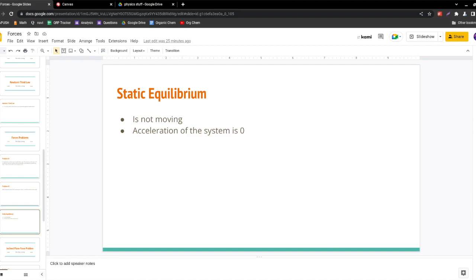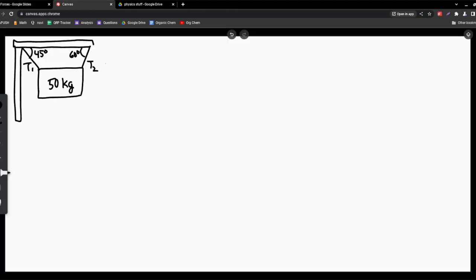If it's at rest, we call that static equilibrium, and if it has a velocity, we call that dynamic equilibrium. In this case specifically, this can apply to all other types of sciences, like chemistry. You guys know what I'm talking about from last year. Anyways, basically, in static equilibrium, it's not moving, and the acceleration of the system is 0, which we will see applied in the question.